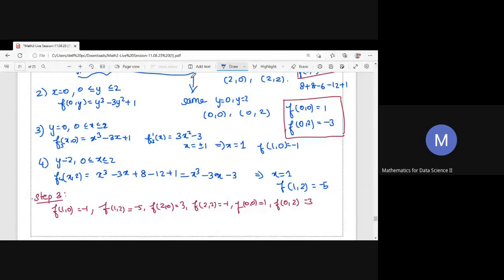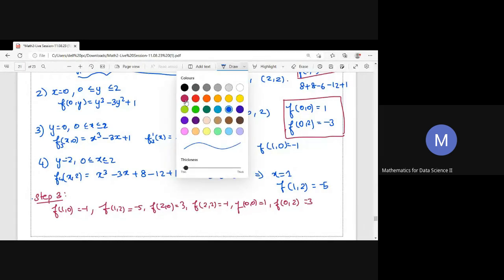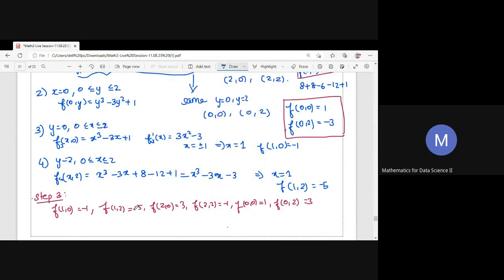Now, can you tell me what are the values contributing to the absolute maximum and minimum? What is the least value? Minus 5. So this is your absolute minimum. And what is absolute maximum? 3. So at this point you have the absolute minimum, which is minus 5, and at the point 2 comma 0 you have the absolute maximum, which is 3.